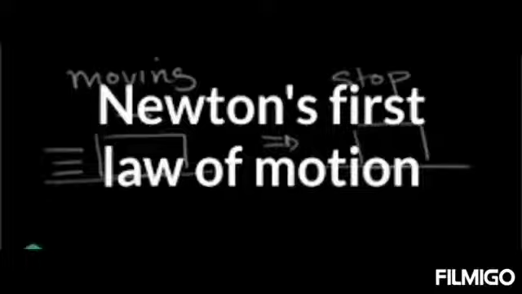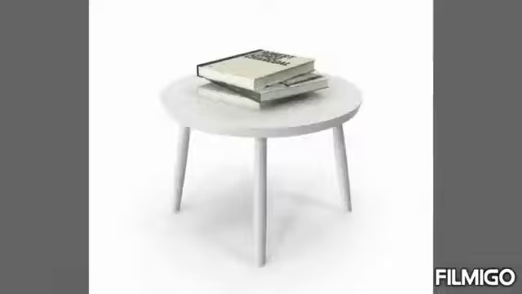First of all, we will see Newton's first law of motion. Every body continues to be in a state of rest or of uniform motion along a straight line unless it is acted upon by some external force. So this first law is otherwise known as the law of inertia.